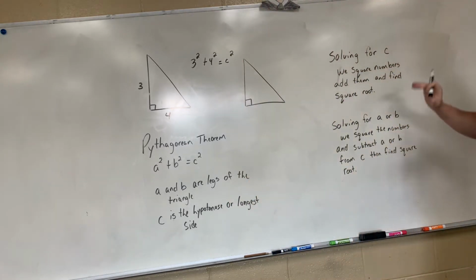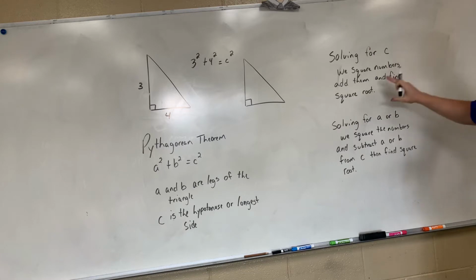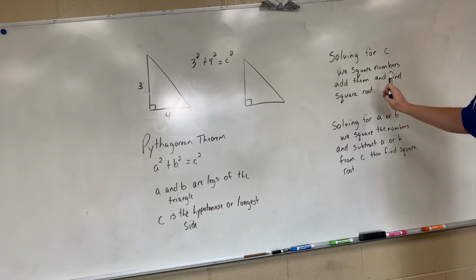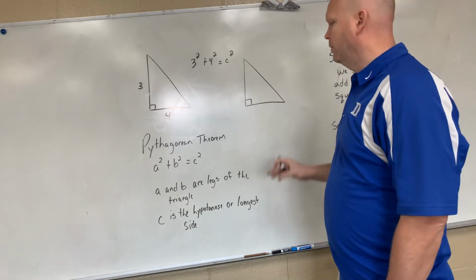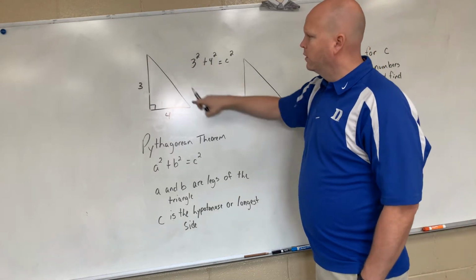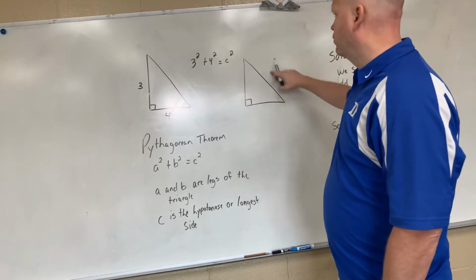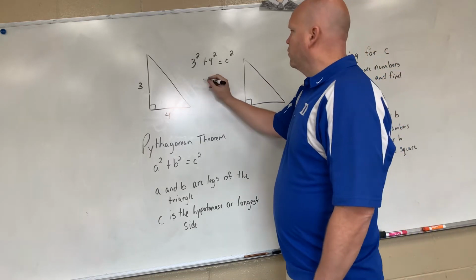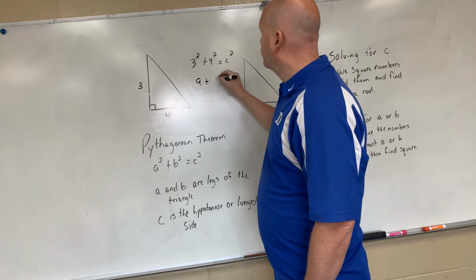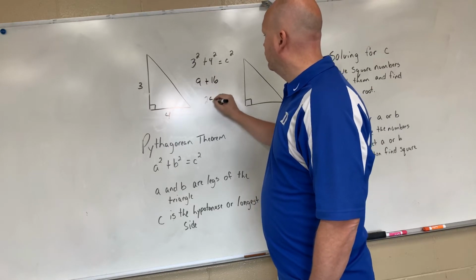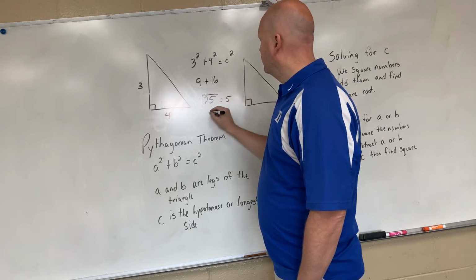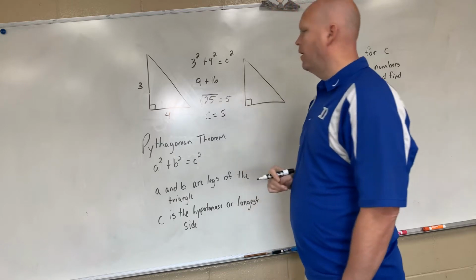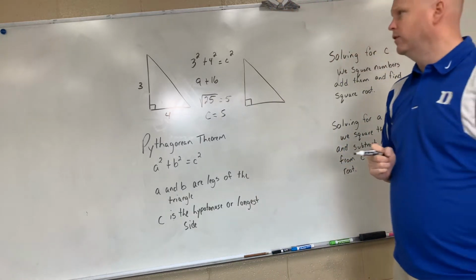And one thing I wanted to say over here is when you are solving for C, you're always going to square the two numbers that they give you, add them together, and then find the square root of that number. We'll get to what you do when you're trying to find A or B in a minute. But we are looking for this longest side, the hypotenuse, the side on a right triangle that is the longest. So 3 squared is 9, 4 squared is 16. If we add them together, we get 25. The square root of 25 is 5. So in this one, C equals 5. And you just solve the Pythagorean theorem.